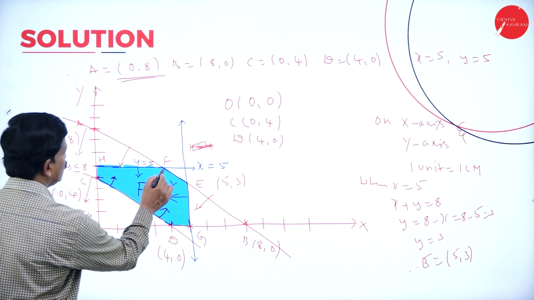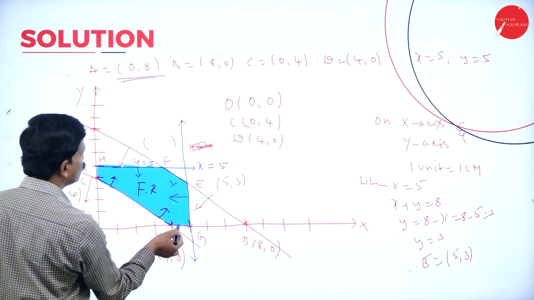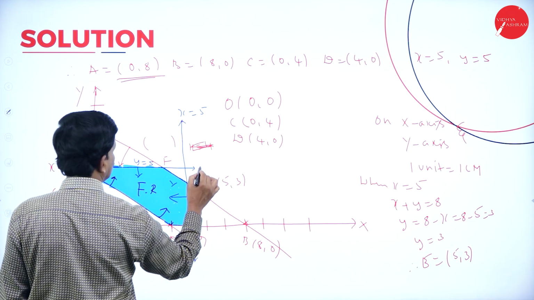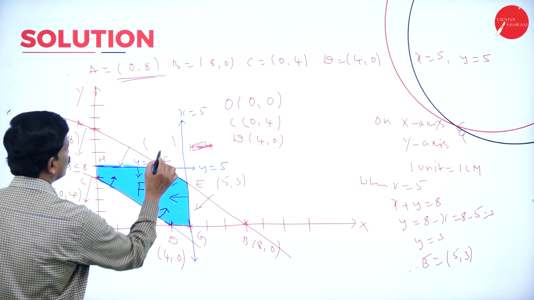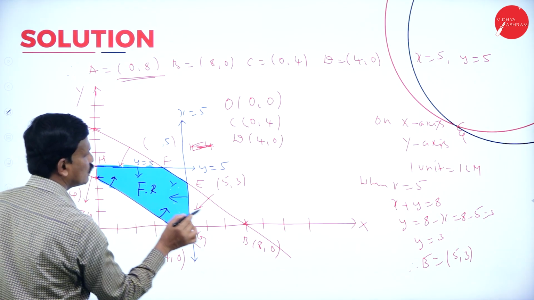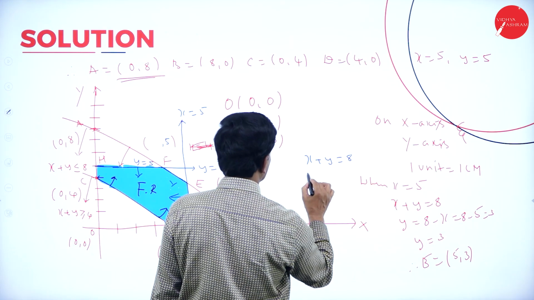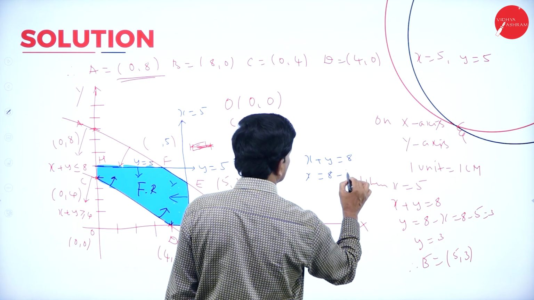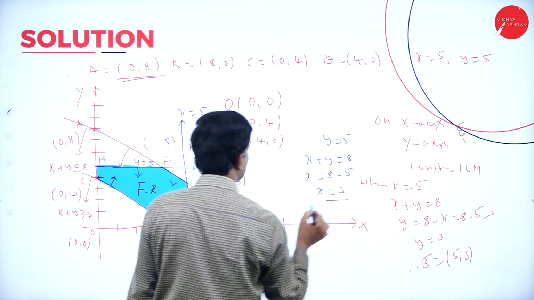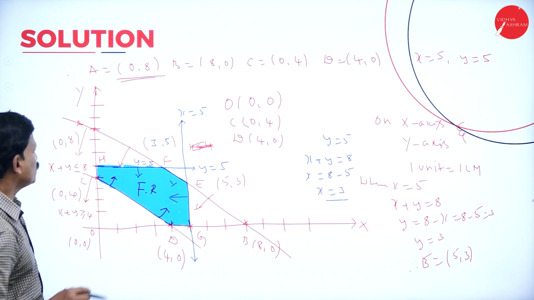Similarly, come to this. Here F, this is a line y is equal to 5. This is not x is equal to 5, this is y is equal to 5. Now, y is 5 and what is the value of x? Since this line also touches this equation, substitute here x plus y is equal to 8. What is x? x is equal to 8 minus 5. y is equal to 5, x is equal to 3. You will get this as (3, 5). One point is (5, 3), the other point is (3, 5).